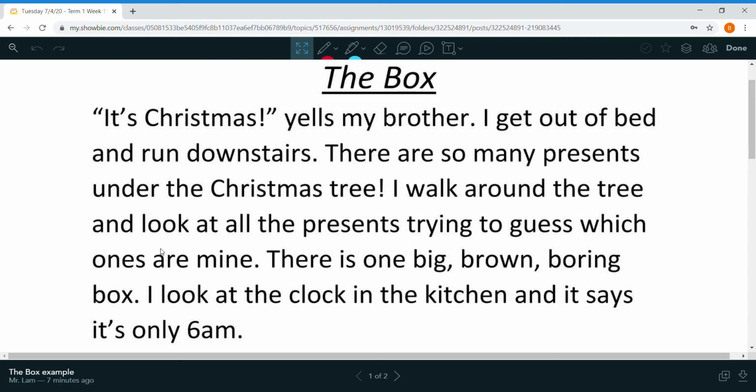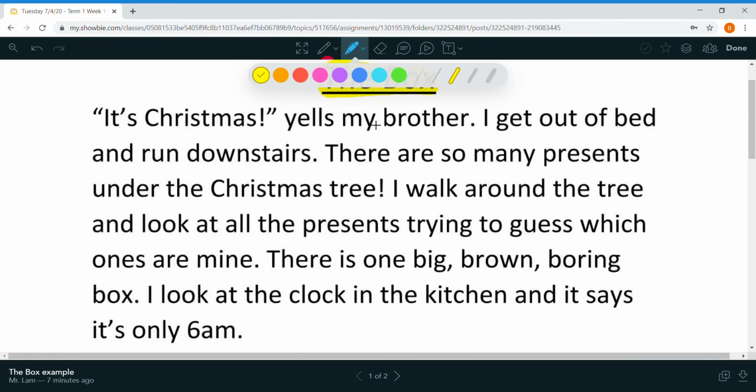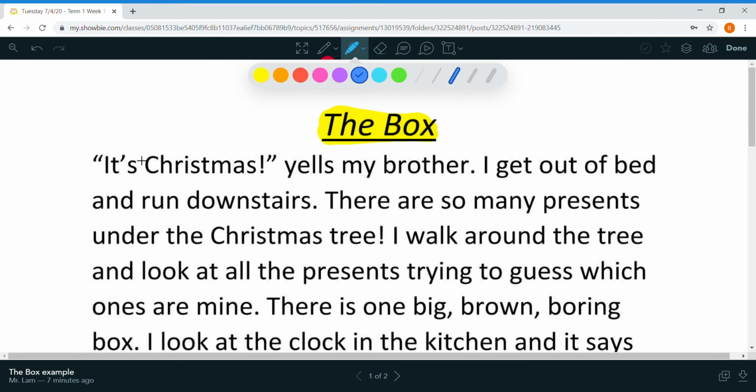So I'm going to get the highlighter out and I'm going to highlight some of the key things that are in my story. First, I have my title at the top. I'm going to highlight that. The box. It's always good to give a title to your story. Okay, so the next thing is, what do you think Mr. Lamb did really well in the first sentence? Because a lot of the times we start off with "once upon a time" or "on the weekend."